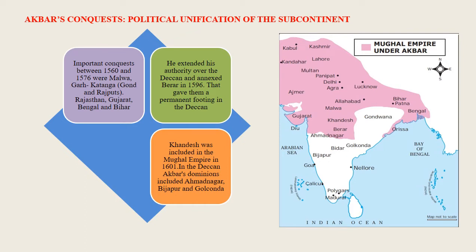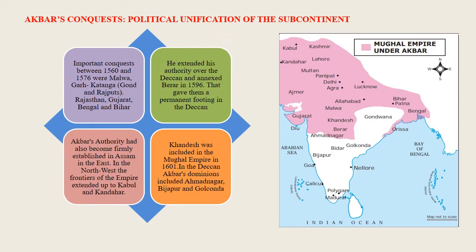In the Deccan, Akbar's dominions included Ahmednagar, Bijapur and Golconda. Akbar's authority had also become firmly established in Assam in the east. In the northwest, the frontiers of the empire extended up to Kabul and Kandahar.